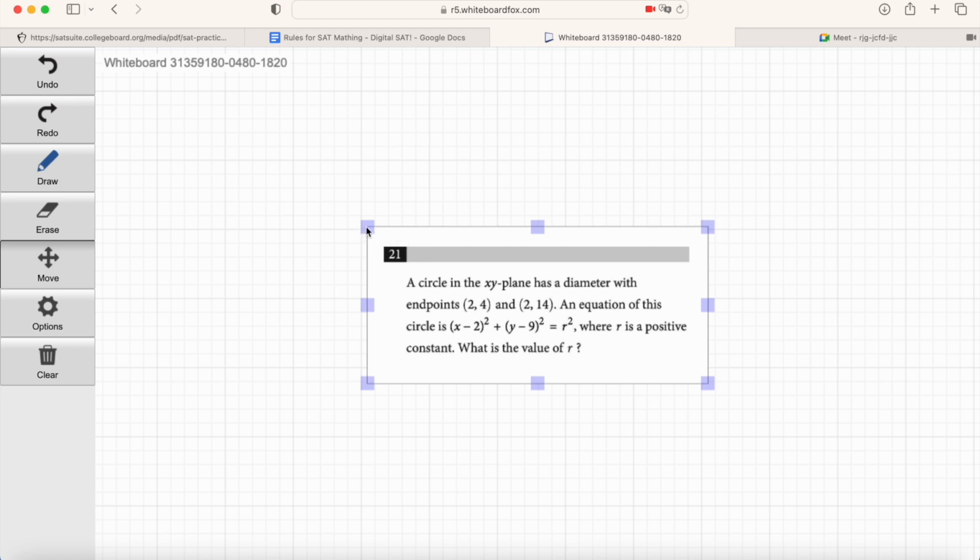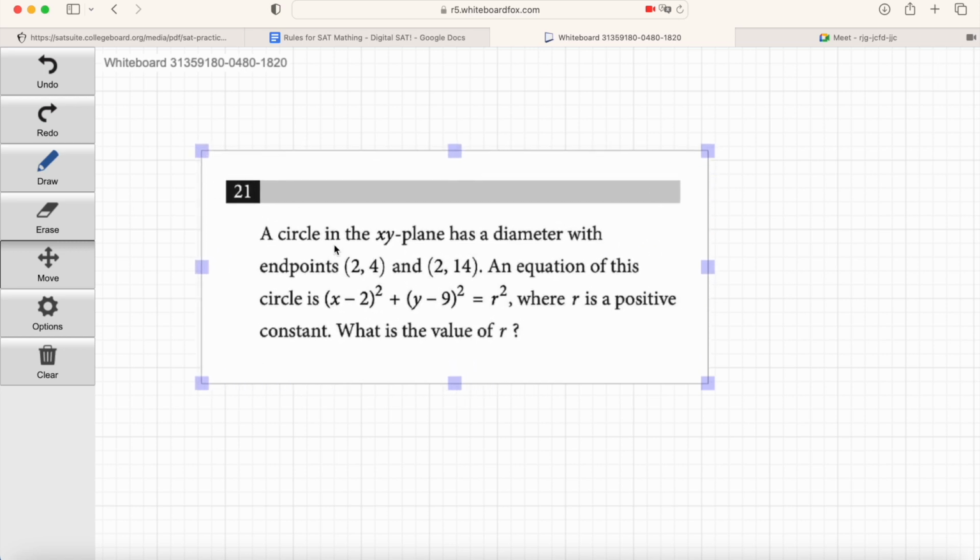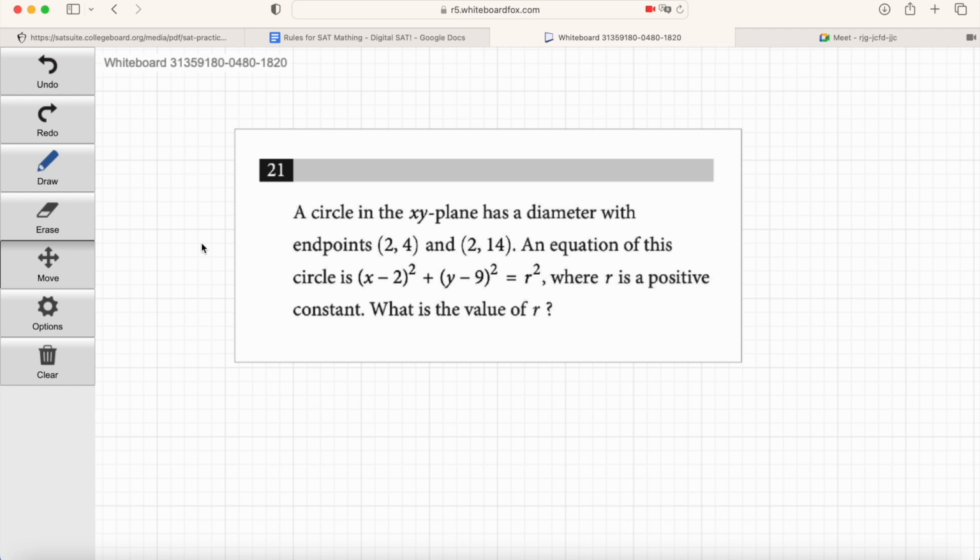Okay, this one's a little bit trickier. We've got an equation of a circle question here on the xy axis. Go ahead and read number 21 for us, please. A circle in the xy plane has a diameter with endpoints (2, 4) and (2, 14). An equation of this circle is (x minus 2) to the second power plus (y minus 9) to the second power equals r to the second power, where r is a positive constant. What is the value of r?